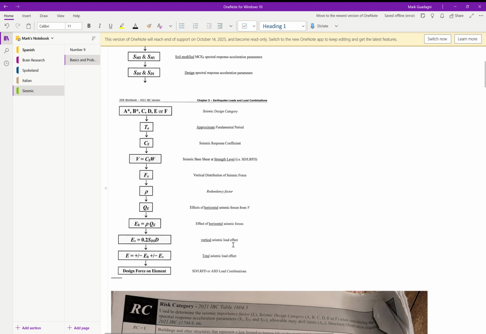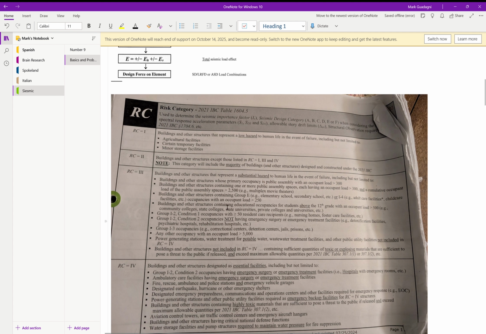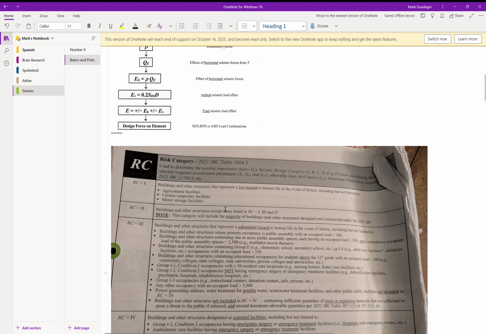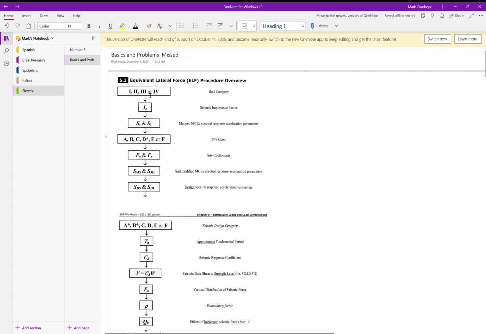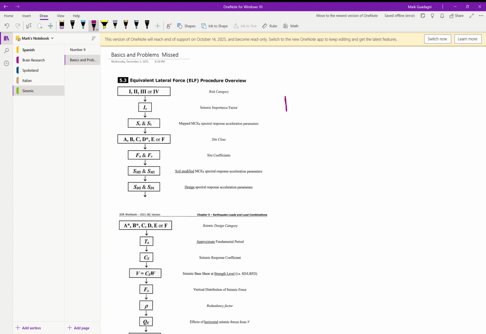So first you would read the question, see what type of building it is, see what category it goes into, and then risk category translates straight to importance factor. Importance factor for a normal building is 1, and for risk category 4 it is 1.5. So risk category 4 equals 1.5, etc. Then we've got that.